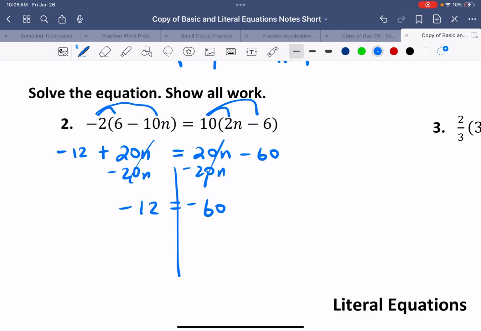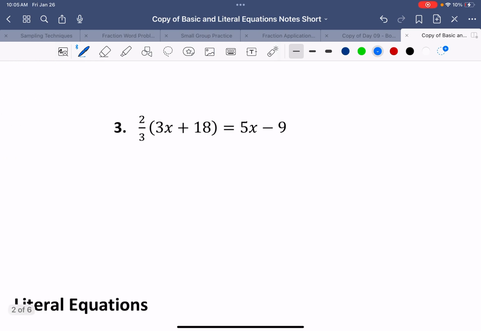Well, that's weird. Is -12 equal to -60? No. So this one is no solution, okay? Because that just does not work out, right? No solution. All right, let's look at number 2 quick.